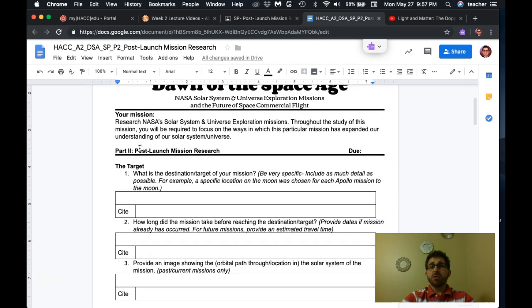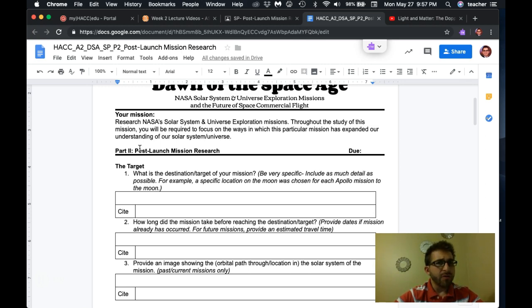The post-launch mission research is just like it sounds. What I am looking for in this part is that you are going to be researching after the rocket has launched off of the planet Earth and it's now out of Earth's atmosphere on its way to its final target.